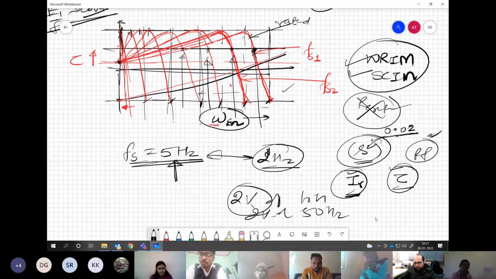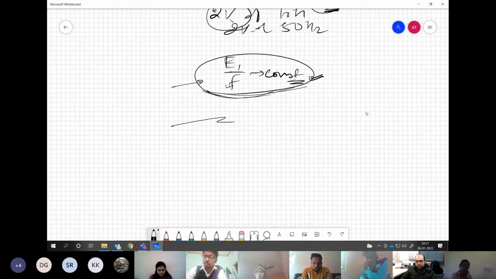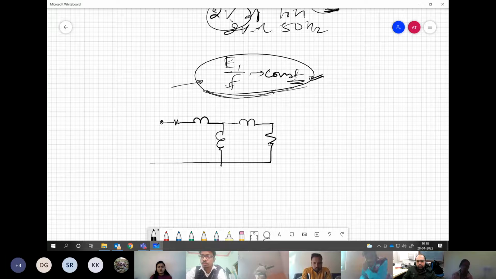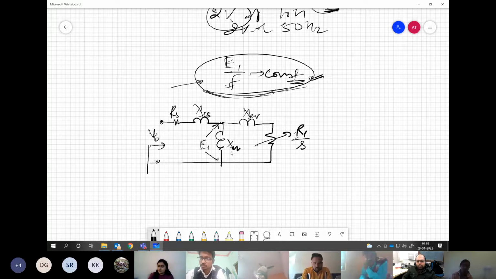Now, the problem here is that when we are talking about E by F constant, I'll draw the equivalent circuit to give you a feeling about what E1 is. When I am talking about this, I am speaking from the point of view of the actual equivalent circuit of the induction motor. The voltage coming across this magnetizing inductance, I am calling E1, whereas our supply voltage is here. Certainly we cannot measure the voltage coming across the magnetizing inductance.